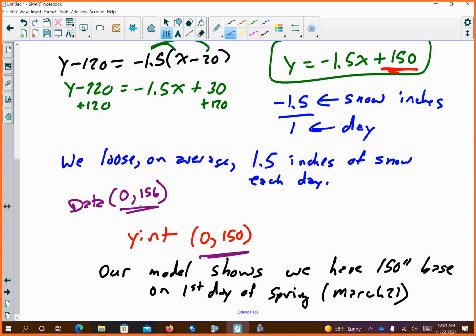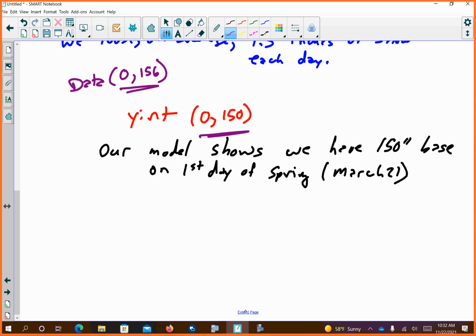So our line of best fit was an underestimate of what our data showed. Okay, and that's okay. It's the reality of it. All right, what else do we have? I'm gonna write that equation down. Y equals negative 1.5x plus 150.